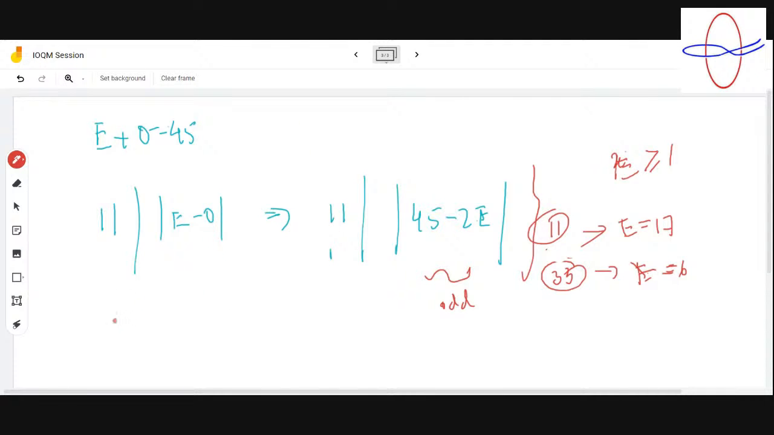If E is equal to 17, then the sum of even digits is equal to 17. 1, 2, 3, so 9 digits there are.